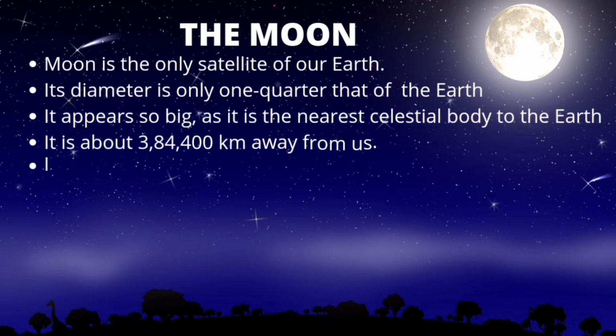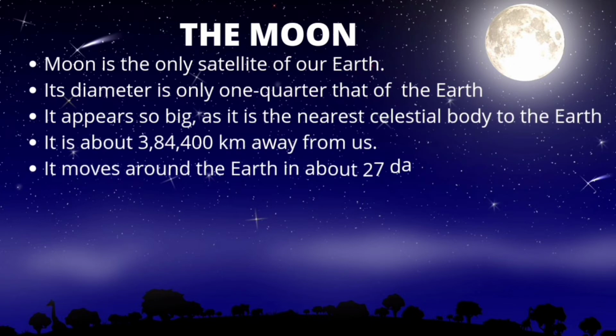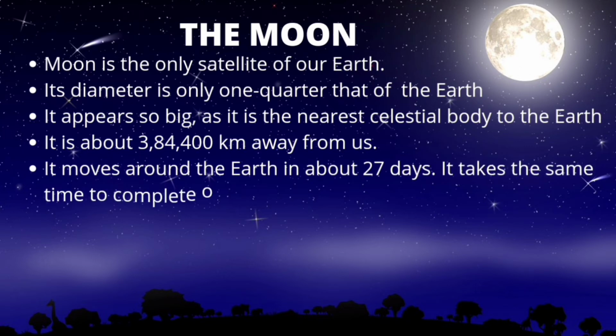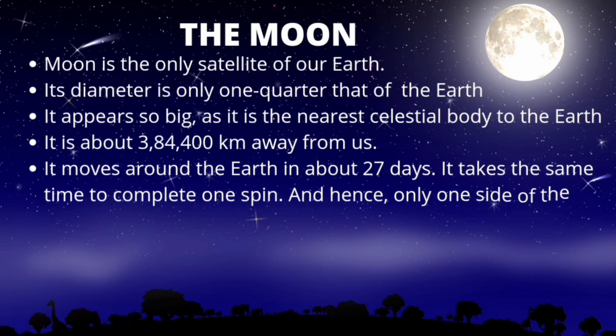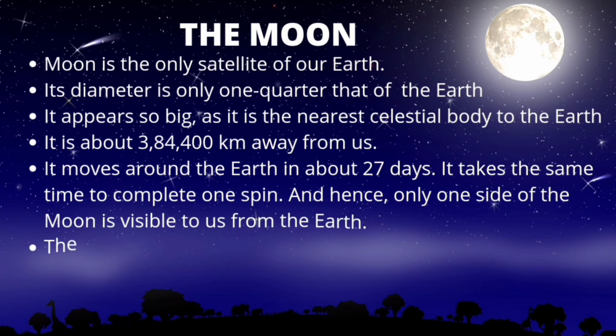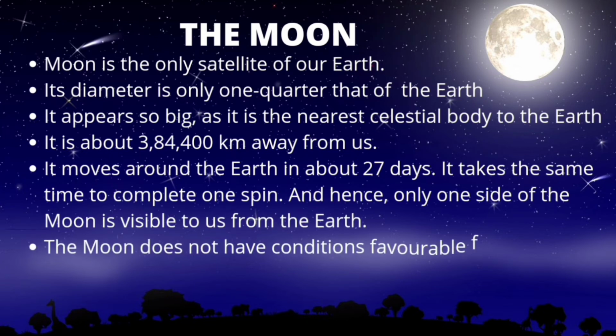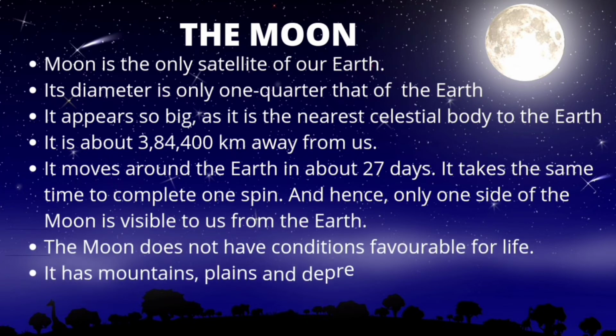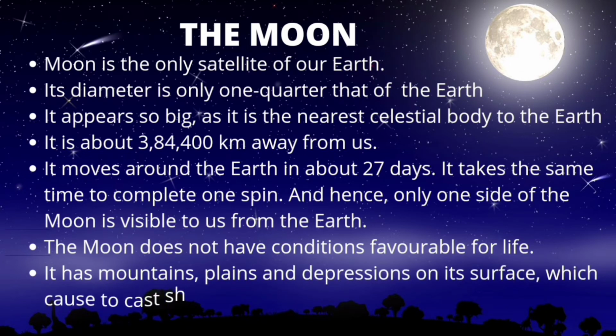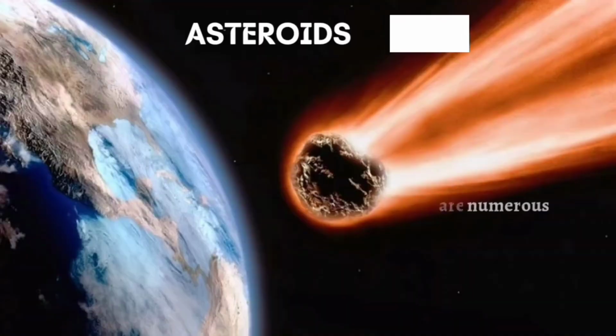It is about 384,400 km away from us. It moves around the Earth in about 27 days. It takes the same time to complete one spin, and hence only one side of the Moon is visible to us from the Earth. The Moon does not have conditions favorable for life. It has mountains, plains and depressions on its surface which cause shadows.